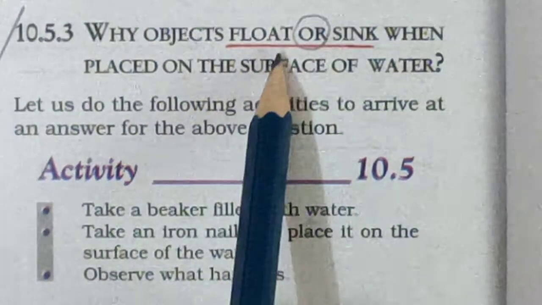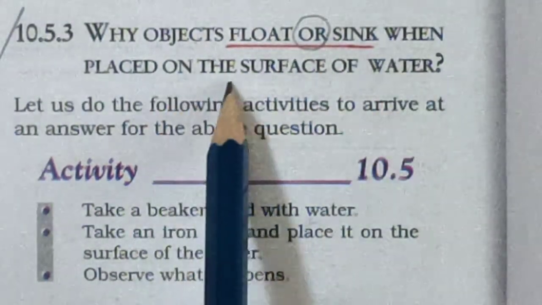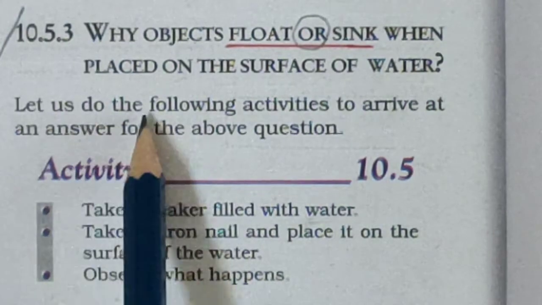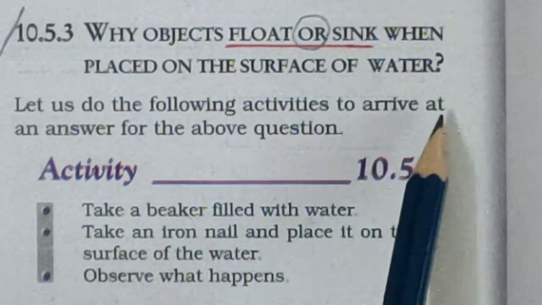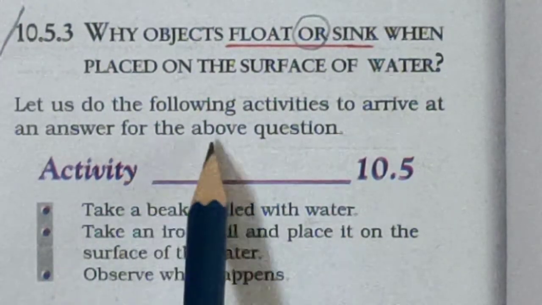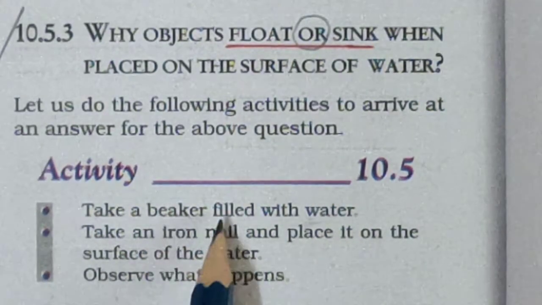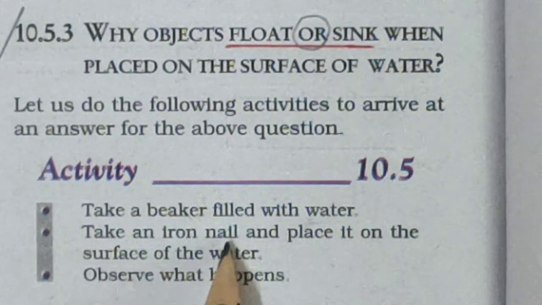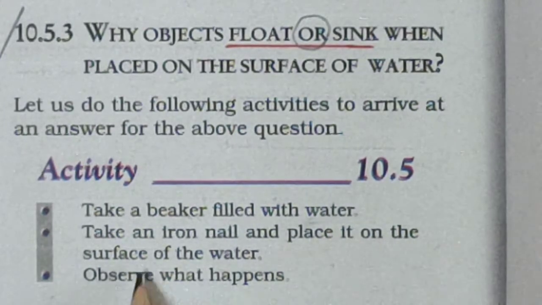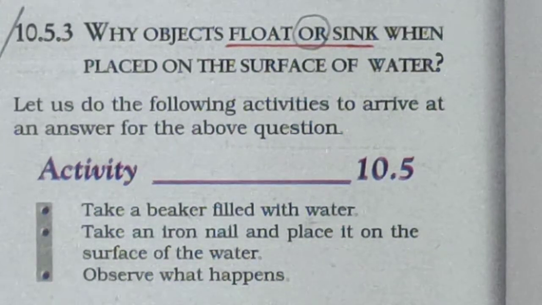Why do objects float or sink when placed on the surface of water? Let us do the following activities to arrive at an answer to the above question. Take a beaker filled with water, take an iron nail and place it on the surface of the water. Observe what happens.